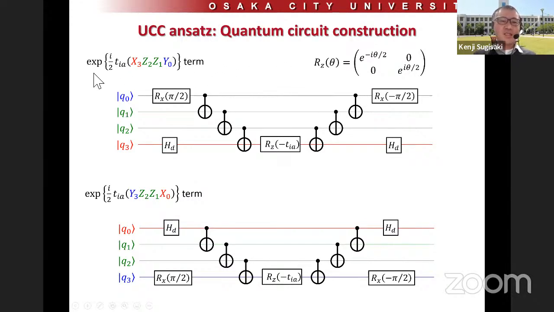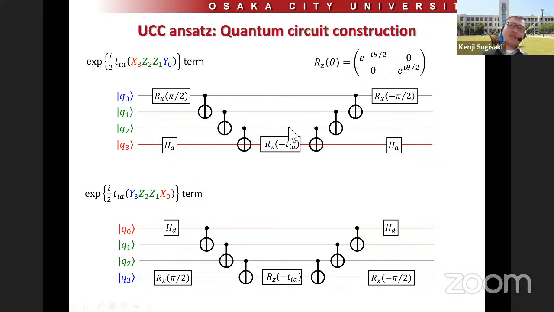Let's think about the excitation operator, exponential of i t_ia over 2 times the X3, Z2, Z1, Y0 terms. In this case, first we have to perform RX on the qubit acting on the Pauli Y operator. And also we have to apply a Hadamard gate to the qubit acting on the Pauli X operator. And then perform CNOT ladder. And then perform the RZ gate.